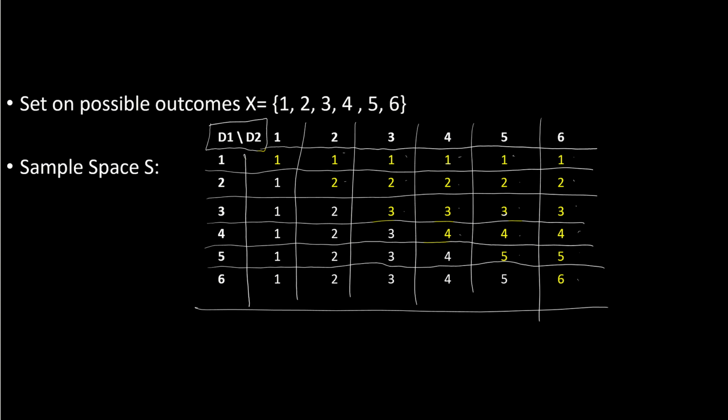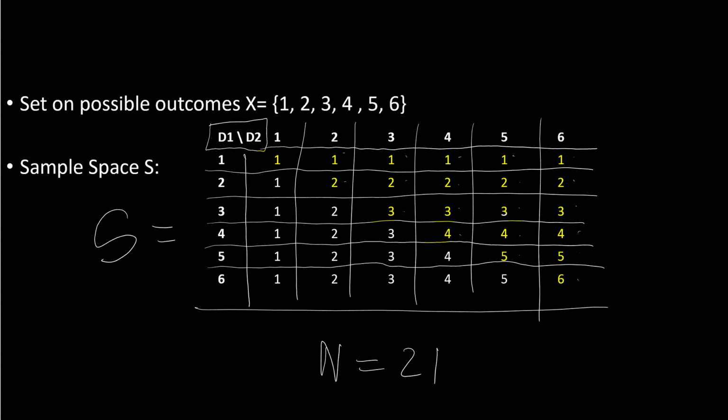So we have n equal to 21 numbers that we are interested in. The set of possible outcomes is this set S, which is the set of yellow numbers. So the minimum of 1 and 1 is 1, the minimum of 1 and 2 is 1, the minimum of 1 and 3 is 1, the minimum of 1 and 4 is 1.